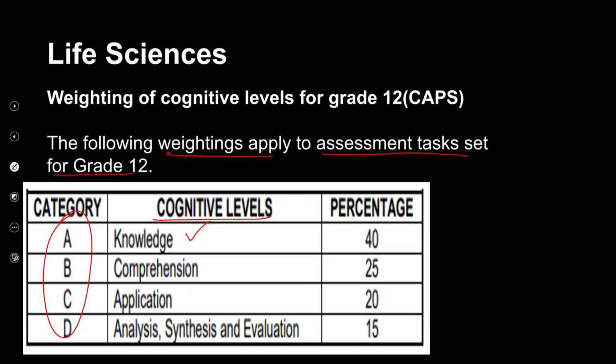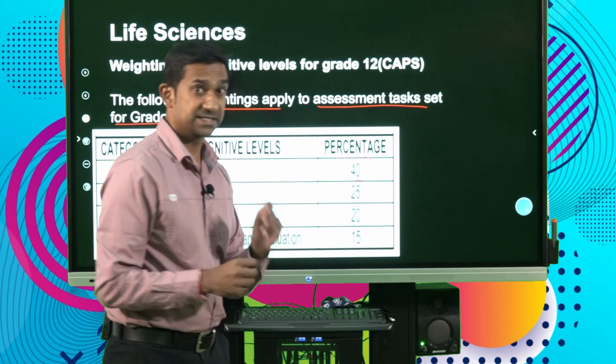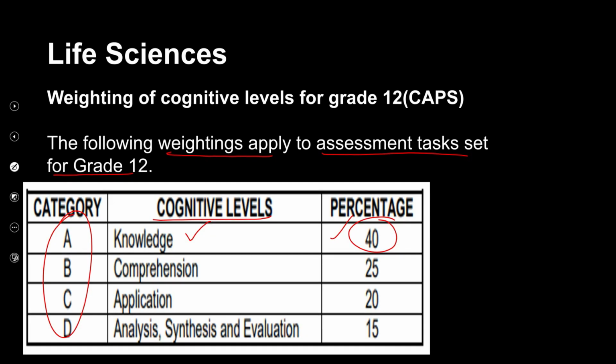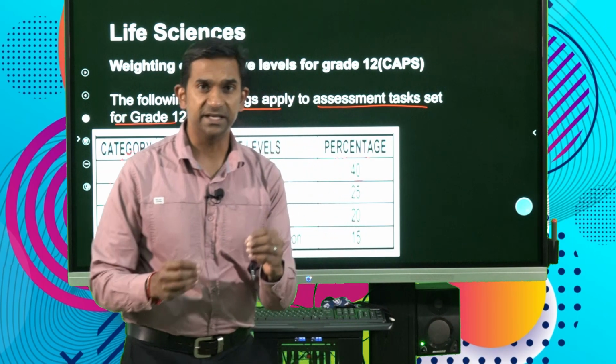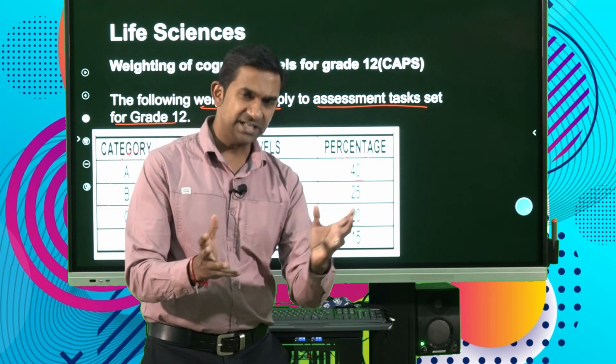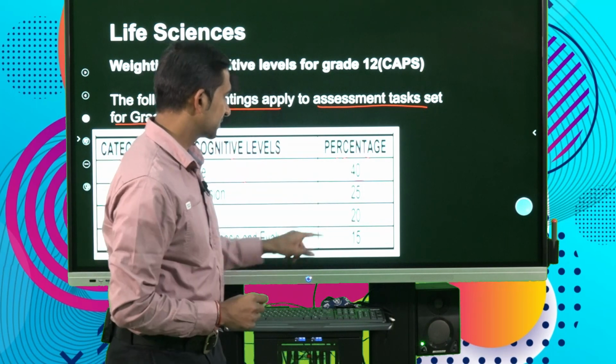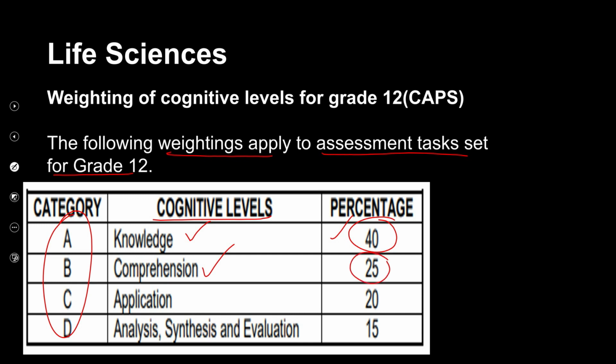And if you look at it, this makes up 40% of the paper. That's a large percentage of the paper that allows most learners to be able to attempt and score marks successfully. The next part of the paper, which we refer to as a cognitive level, requires comprehension. Guys, reading and comprehending a specific set of data or information is important. That's 25% of your paper. So guys, these are generally your more accessible, easier questions that allow you to score the marks.